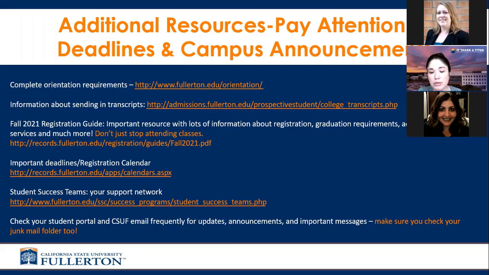And then we just want to remind you how important it is to check your Cal State Fullerton email. You really aren't receiving any communication through your personal email at this point. It's all going to that Cal State Fullerton email that can be accessed in your Student Center portal. So please make sure you're checking that to make sure you're getting all the updates about Fall 21 and any orientation activities. And also be sure to check your junk folder when you're doing so, because sometimes messages end up in that folder and we don't want you to miss anything.